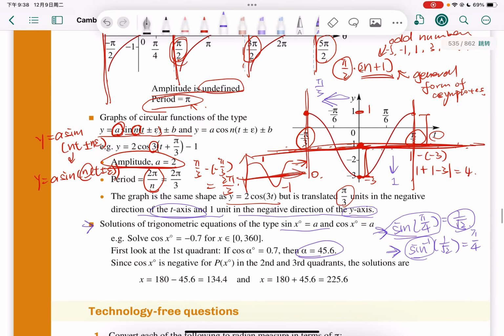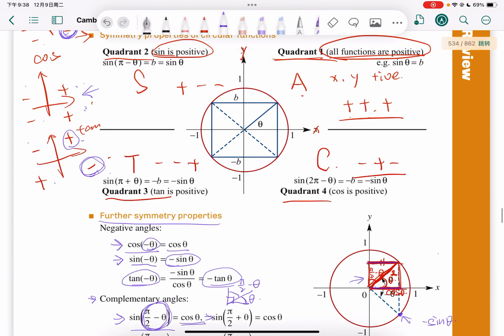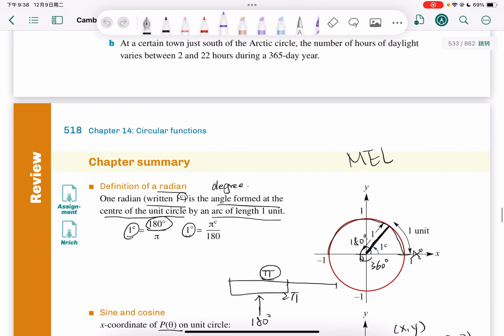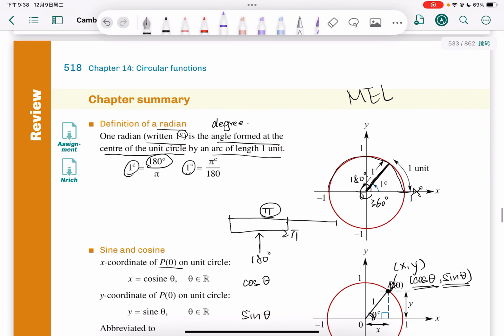Yeah, I guess that's it. That's the whole chunk of chapter summary of circular functions.